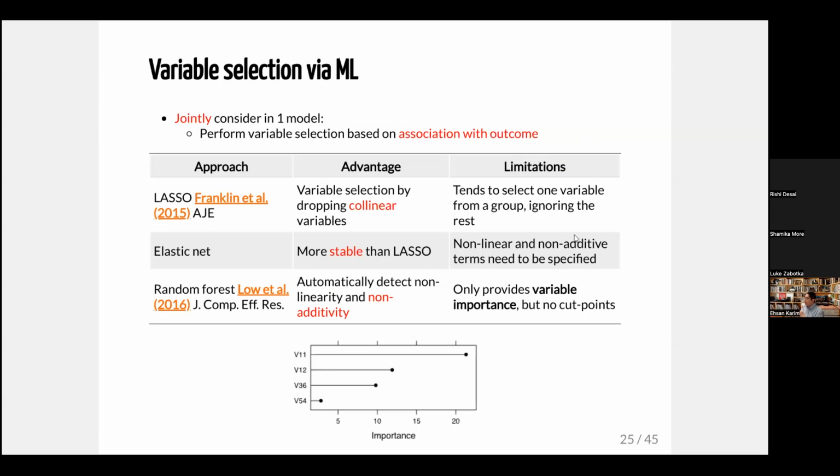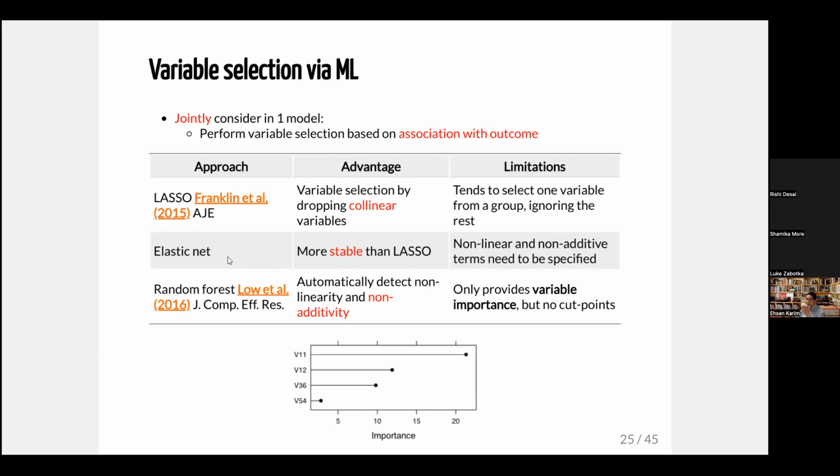So the most popular one is the lasso method that was used by Franklin in her 2015 paper. The idea is that if the variables are collinear, it just picks one variable out of the group of collinear variables and deletes the rest. That's how you deal with collinearity in the lasso method. But sometimes just keeping one variable out of a group of collinear variables might be too extreme, and that gives some instability in the lasso method.